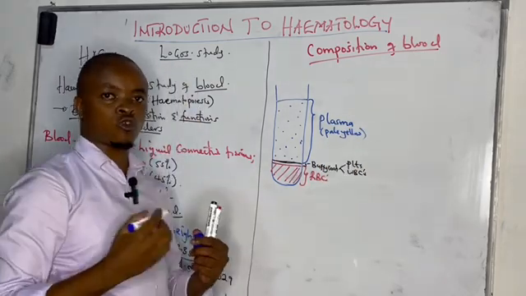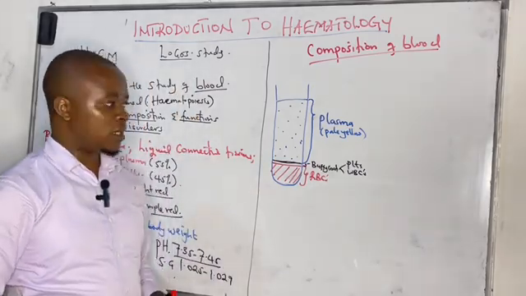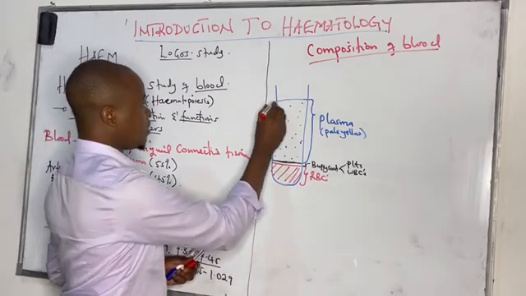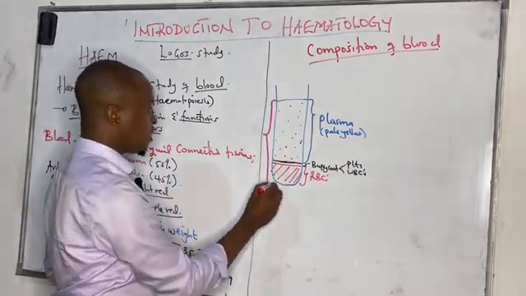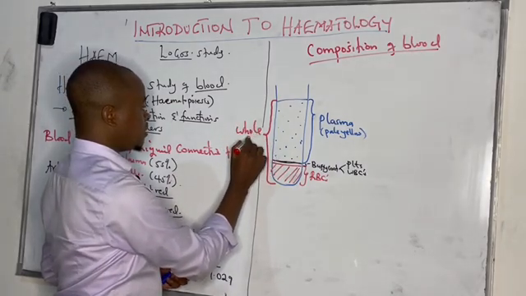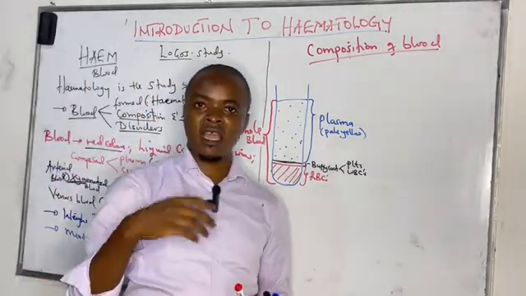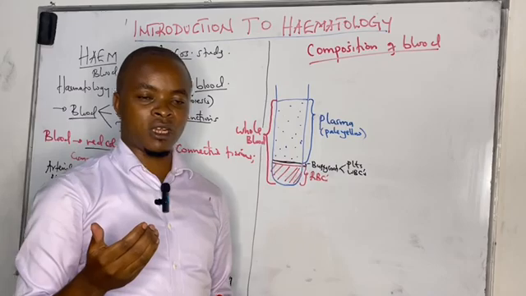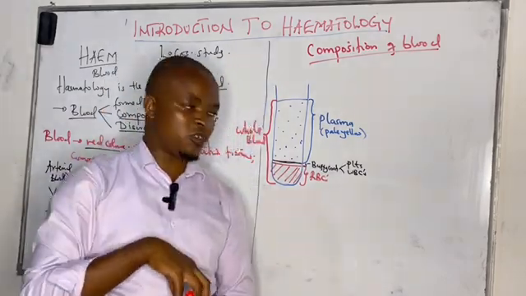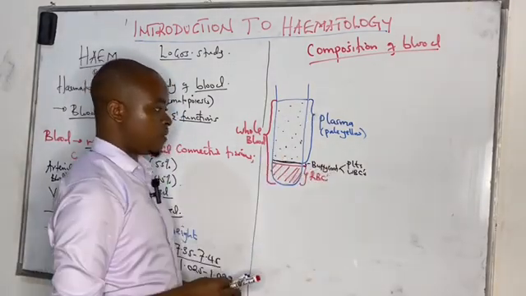Or you can say straw colored. Some books say straw colored. So this is what whole blood contains. From here up to here, it is whole blood. But when we centrifuge it, or when we leave it to stand at room temperature for long, we are able to form red cells, the buffy coat, and the plasma.